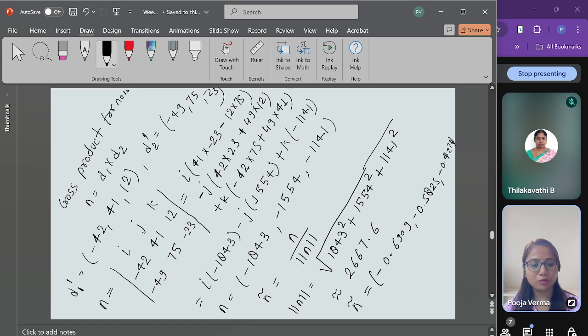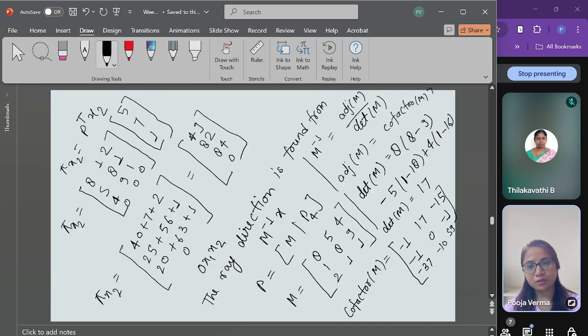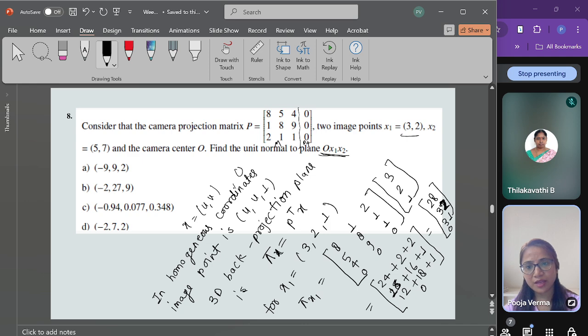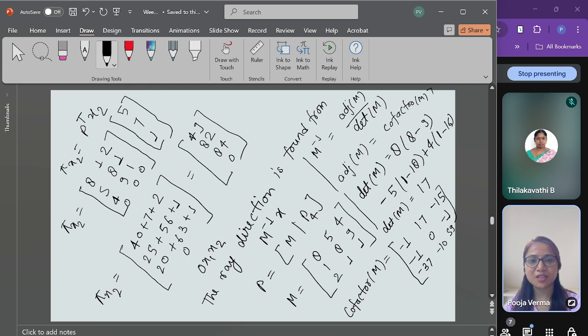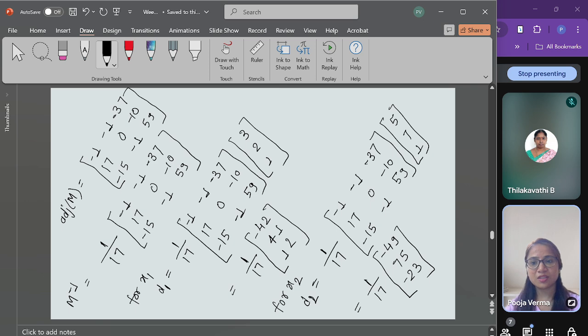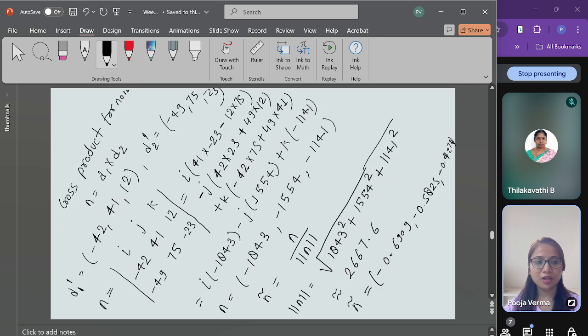So the value that we are getting, exactly I think it is not matching with this, otherwise option C is the correct answer. You can cross check it once. This is the procedure to solve this type of question, to find out the unit normal to the plane x1 and x2. Okay, here option C is correct, but exactly my answer is not matching. There are so many calculations, so just go and check once. This is the formal procedure.